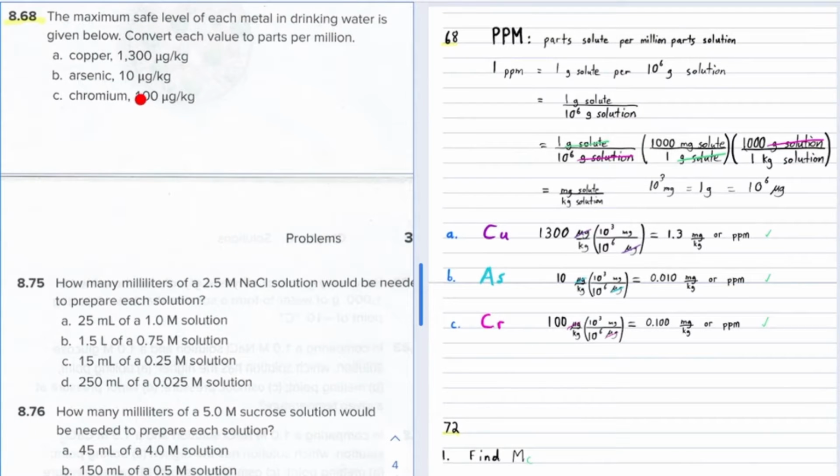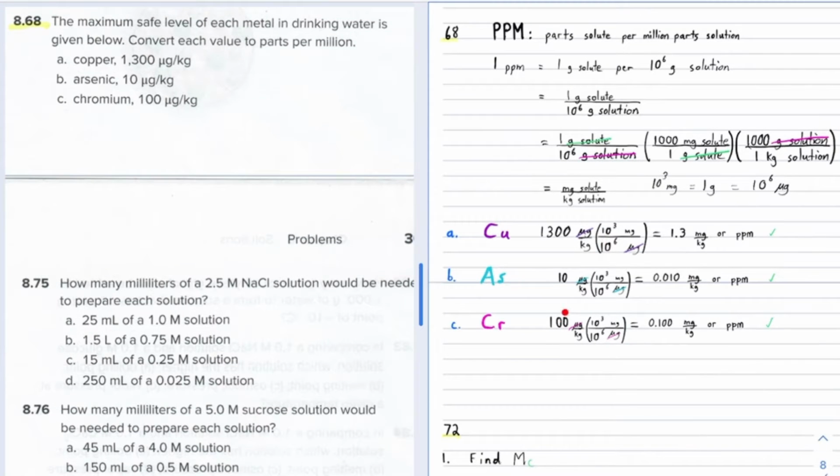Chromium has a toxicity level between the previous two. You're allowed up to 100 micrograms per kilogram. So similarly, you do the calculation: 100 micrograms per kilogram, you get from micrograms to milligrams using this conversion factor that gets you milligrams per kilogram, or ppm. And the numbers, 100 times 1,000 divided by a million gives you 0.1 milligrams per kilogram, or 0.1 ppm.